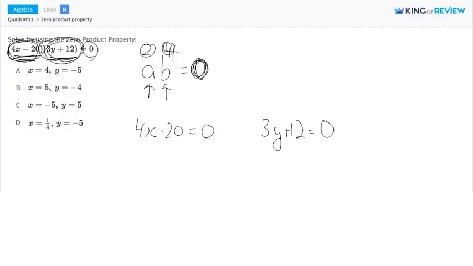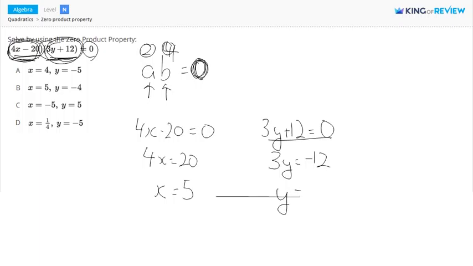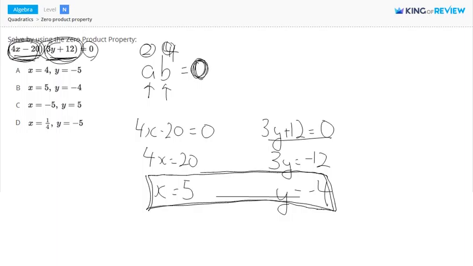Well, if we add 20 to both sides, we get 4x is equal to 20. And if we divide both sides by 4, we get x is equal to 5. And there you go. What about this problem over here? Well, we're going to subtract 12 from both sides. 3y is equal to negative 12. And then we're going to divide both sides by 3. So y is going to equal negative 4. So you have your answers here. x is equal to 5 and y is equal to negative 4. And that's going to be B.